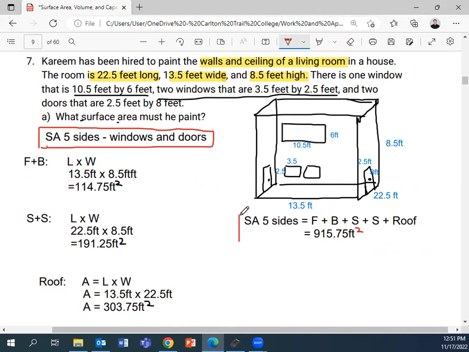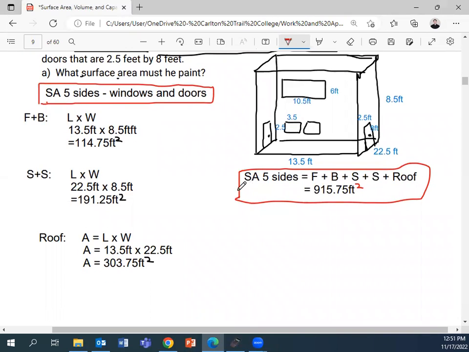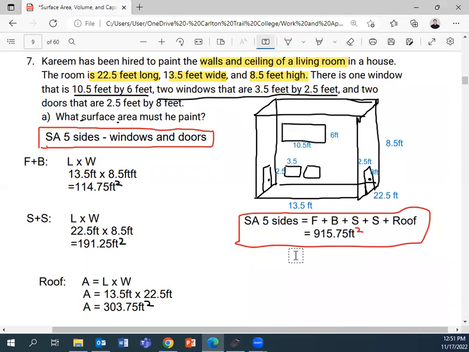Okay, this seems important. So what am I going to do? I'm going to circle or square it or something, right? Make it stand out. I have half of my equation now. What do I need to do now? Don't tell me in math, tell me in English. Subtract the windows and the doors from this. Yeah, got to find the windows and doors and take it away from it. So let's find that out.